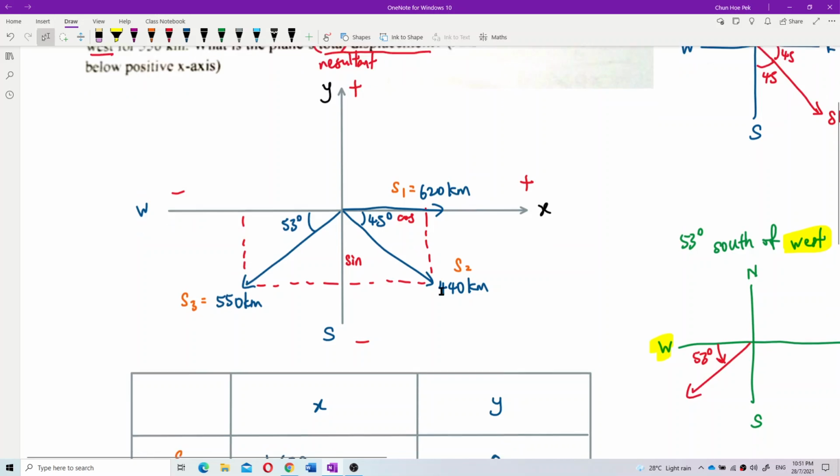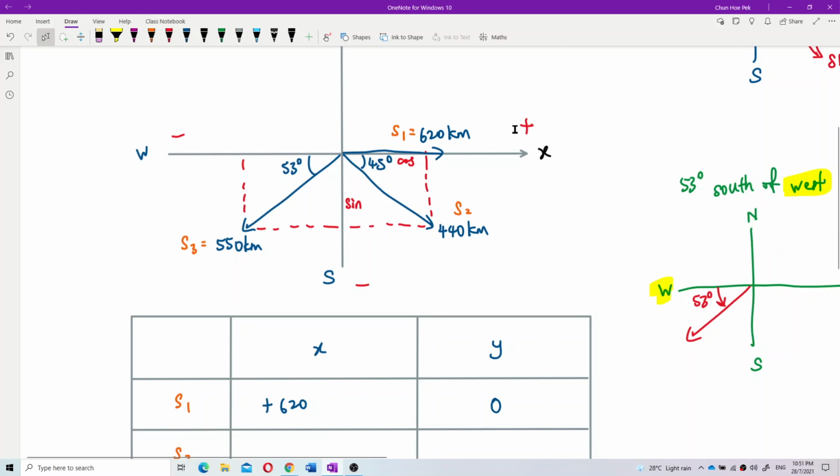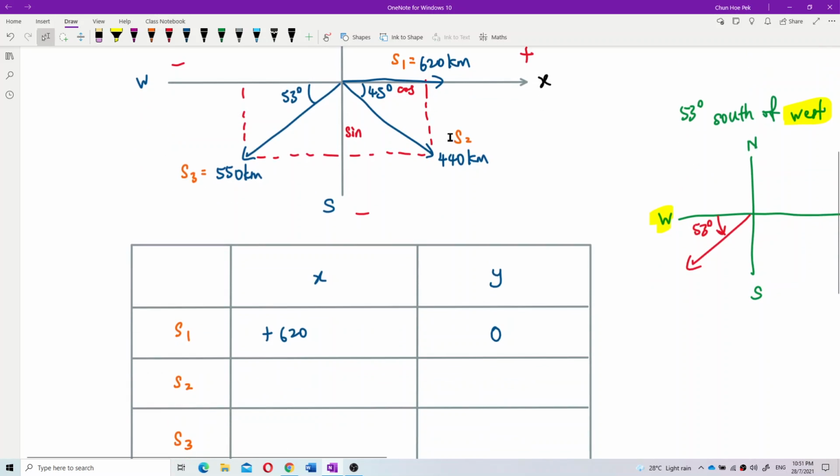So for the x component, it is positive, going to the right. So we just write positive 440 cosine 45 degree. Make sure your calculator is in degree. Don't use radian. Be careful. Set your calculator into degree. This is to the right, so it is positive.